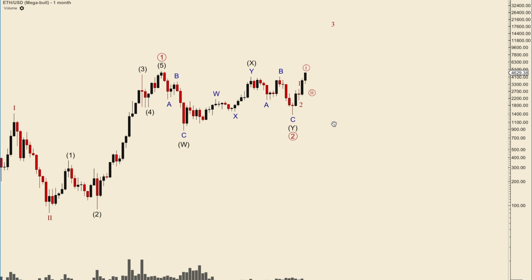So that was pretty much it for today. So the bias is looking for higher prices for Ethereum, basically.